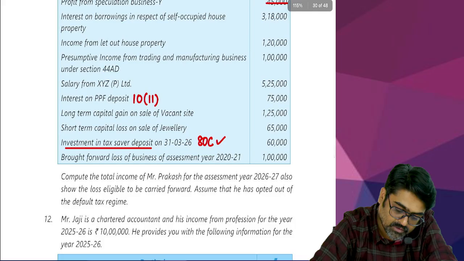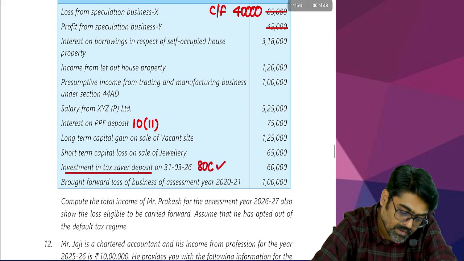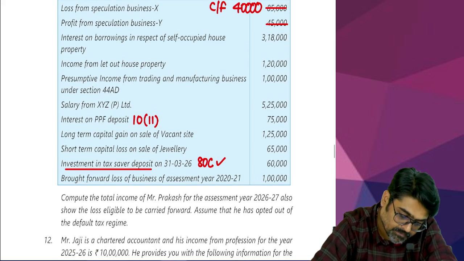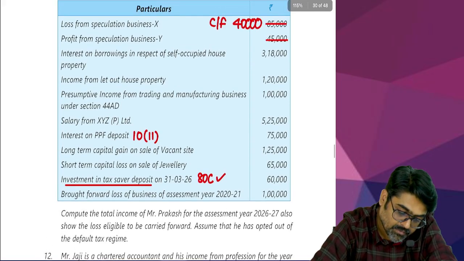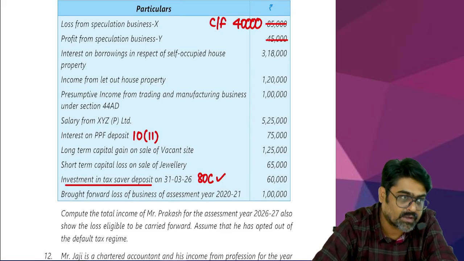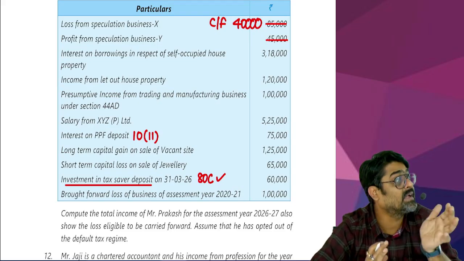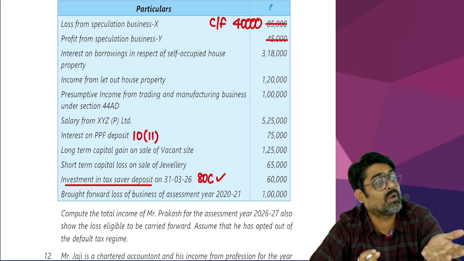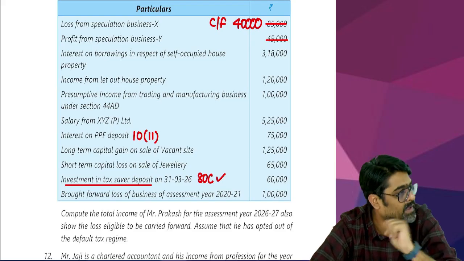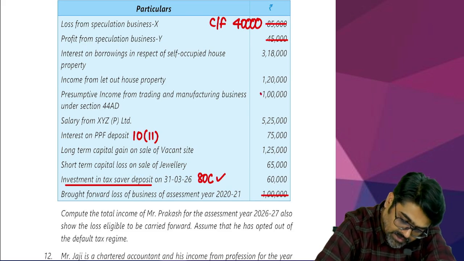Brought forward loss of business of the assessment year 2021 will be brought forward in this year and will be set off from business income. Do you have any business income this year? Which business income you have? Presumptive business income. Against presumptive business income, can you set off your losses? Yes. The business loss can be set off against any business income, whether that business income is calculated on normal basis or presumptive basis will not make any difference. So this 1 lakh can be set off against presumptive business income of 1 lakh.